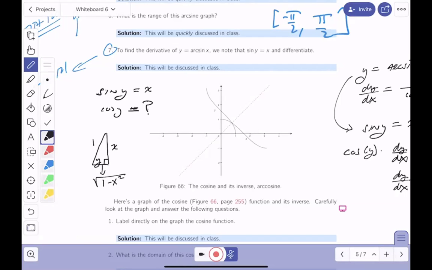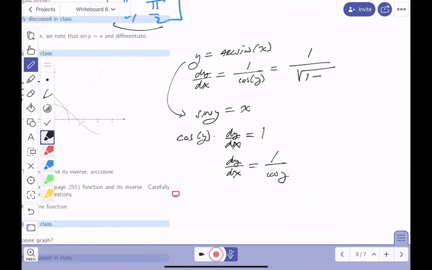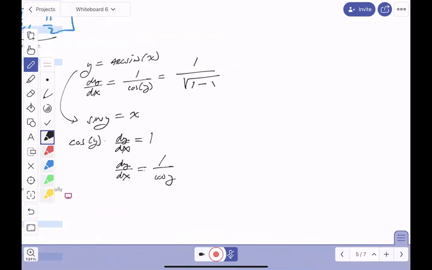All right, now before I go forward, I want to point out, what's the angle y between? Right over here. I hope you realize the cosine between those numbers is non-negative. So I have something really simple over here now. And what's that going to be? Root of 1 minus x squared over 1. Let's go back over here. And what's this going to be equal to? 1 over the square root of 1 minus x squared.